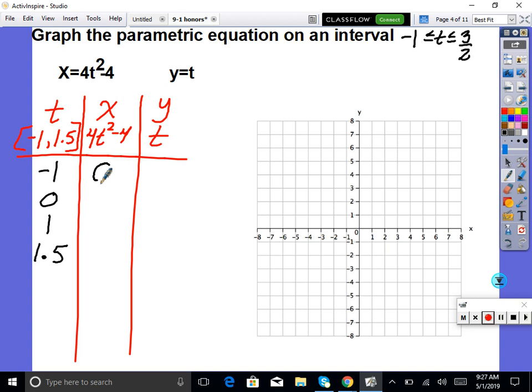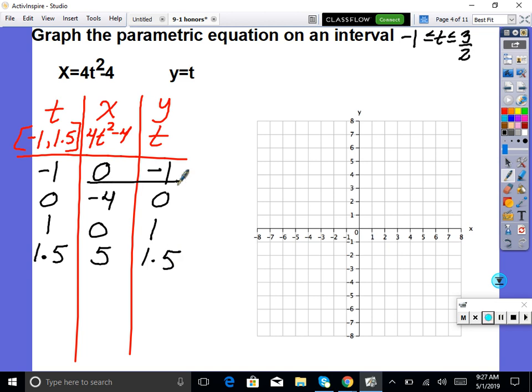Okay, so let's plug in -1 here for x. What did that be? 0. So then we plug in -1, we get -1. Plug in 0, we get -4. Plug in 0, we get 0. Plug in 1, we get 0. Plug in 1, we get 1. Plug in 1.5, you can just do it in your calculator. I don't care if you get all fancy and do it by hand, great. But if you do that, you get 5. And then if you plug in 1.5 into t, we get 1.5.